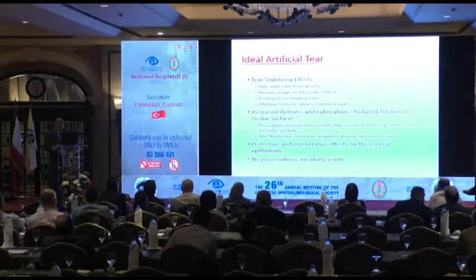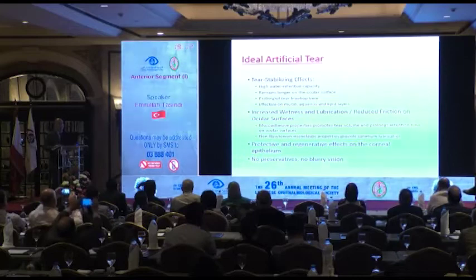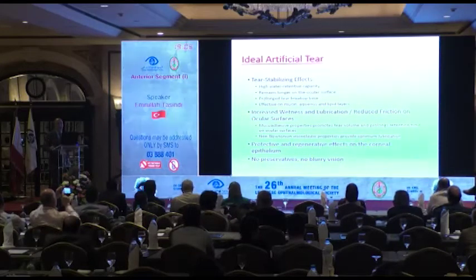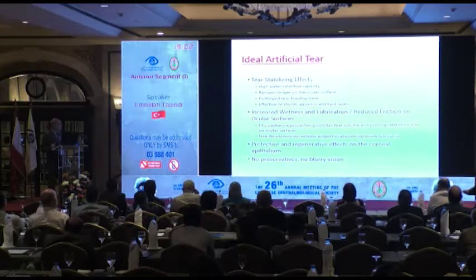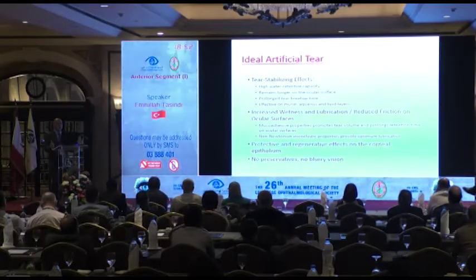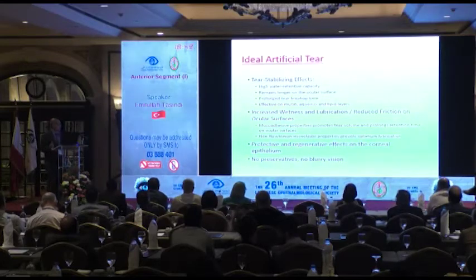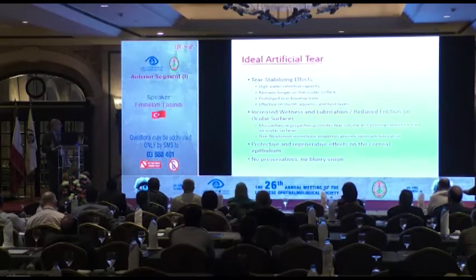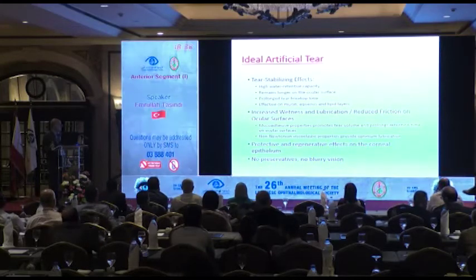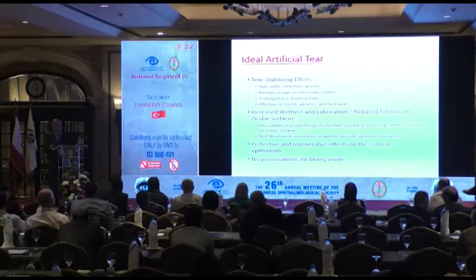So we all know that in all stages of dry eye treatment, we need artificial tears. Artificial tears are being modified every day, and there are very many on the market. In my opinion, the ideal artificial tear has a tear stabilizing effect. It has high water retention, it has to remain longer on the ocular surface, it has to prolong tear break-up time, and it has to be effective on the mucin, aqueous, and lipid layers. Also, it has to increase wetness and lubrication and reduce friction on the ocular surface, including a protective and regenerative effect on the corneal epithelium.